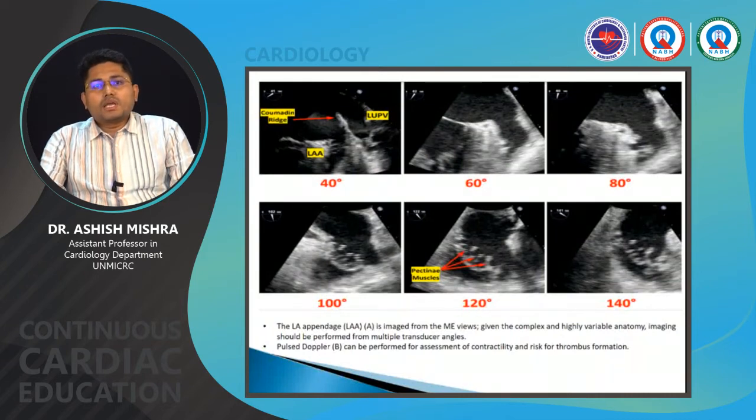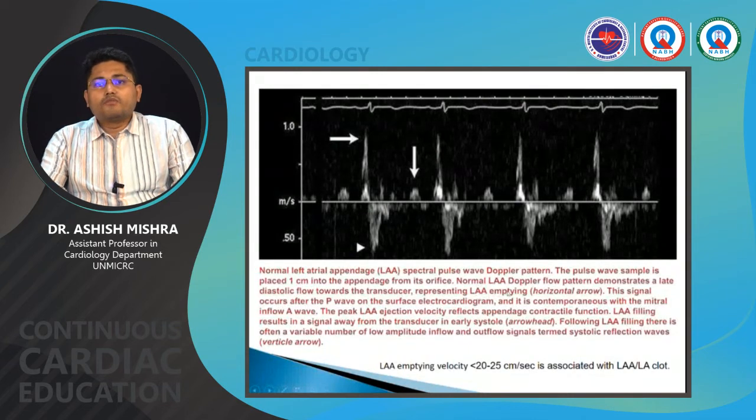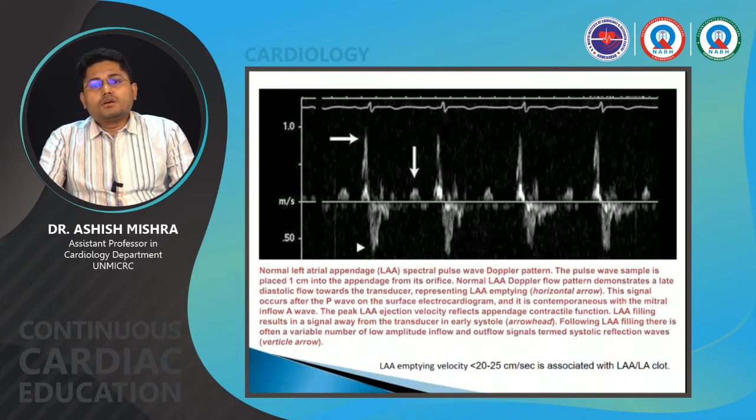Also in a case where we are planning for cardioversion or maybe radiofrequency ablation for atrial fibrillation or flutter, one should always look at the LA appendage, because the LA appendage outflow velocities or emptying velocities may be impaired, and one can have a clot over here. So this is very much important while planning such procedures. So this is the LA appendage emptying velocity which I was discussing. Basically this is the spike, the horizontal arrow which we can see.